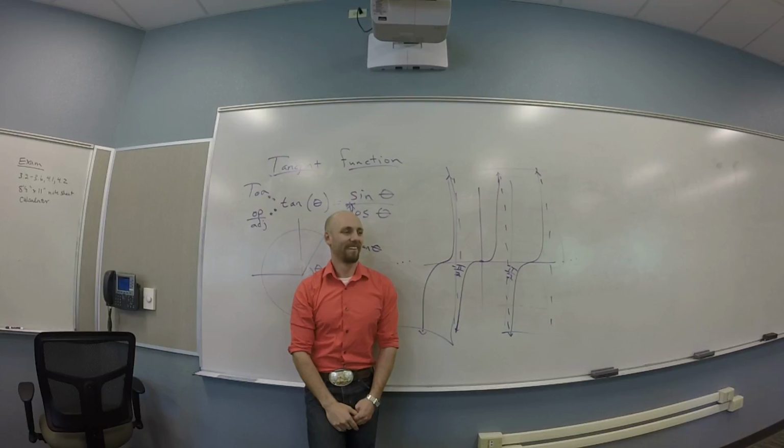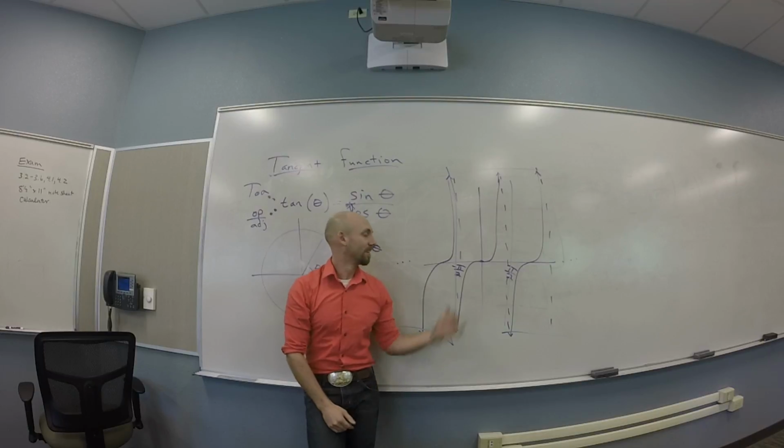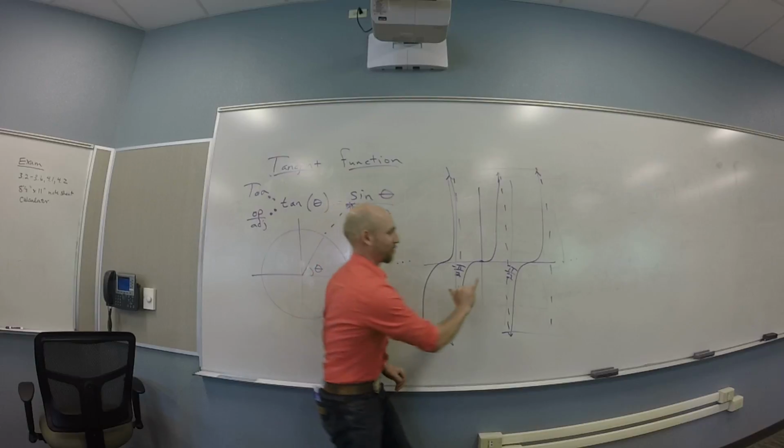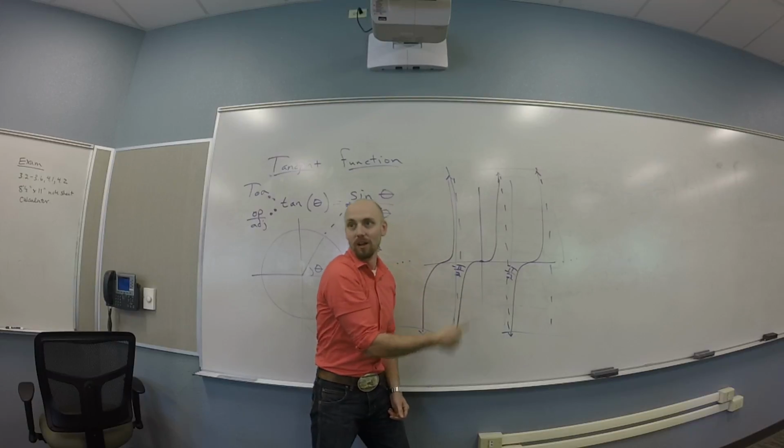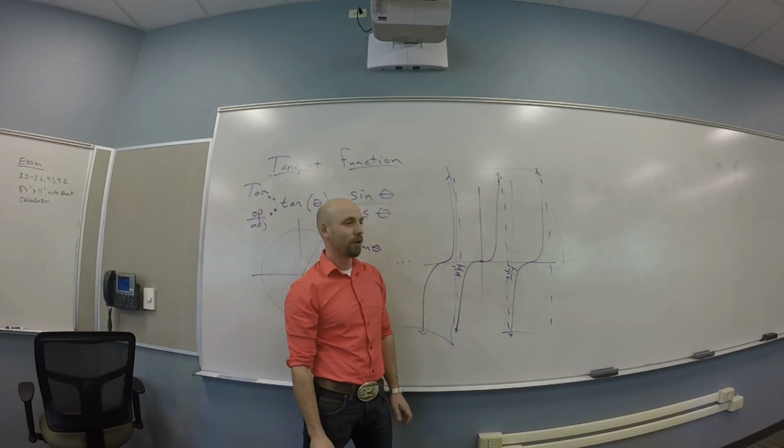Oh, that's right. You guys see that? If I flip this way, it just changes the picture, but it doesn't change where the vertical asymptotes are. You guys see that? How about, is tangent even or odd?